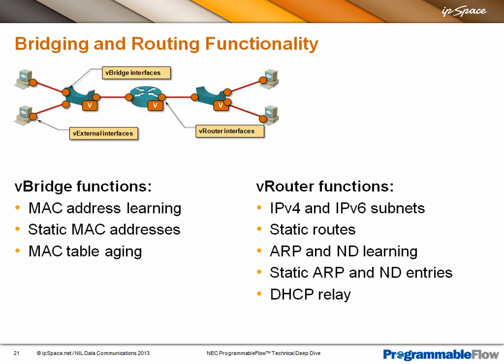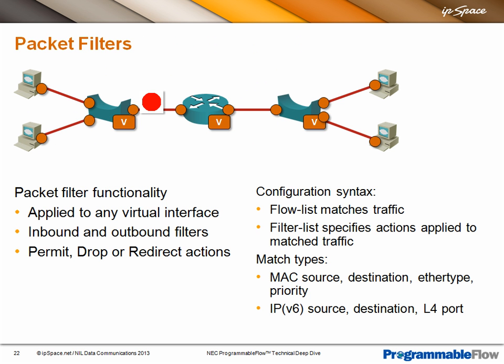Talking about the control plane, these things are still pretty simple. So on the bridging side, we have the MAC address learning plus static MAC addresses and MAC table aging. And on the routing side, we have IPv4 and IPv6 subnets with associated ARP and ND learning plus static entries. And we have static routes. No routing protocols yet. We do have DHCP relays, so if you want to use DHCP on the end nodes and the DHCP server is somewhere over here, the virtual router can do DHCP relaying. And then there are packet filters.